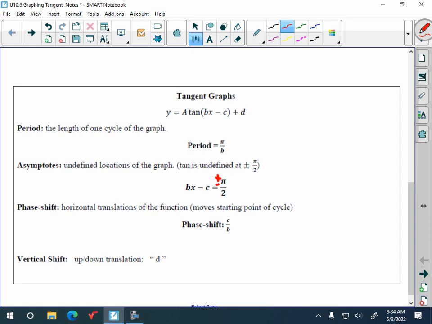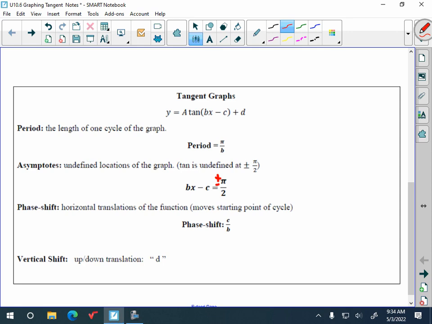The phase shift, you can do the c over b again, just like we did with sine and cosine. One thing that's nice, once you know what the asymptotes are, it'll create the shift for you, so you don't actually have to shift it. It'll do it for you if you set the x minus c part equal to plus or minus pi over 2 correctly. It does the shifting.